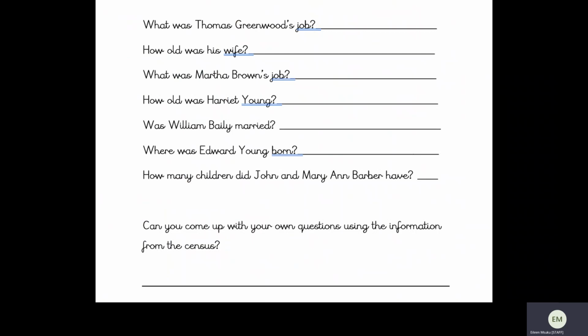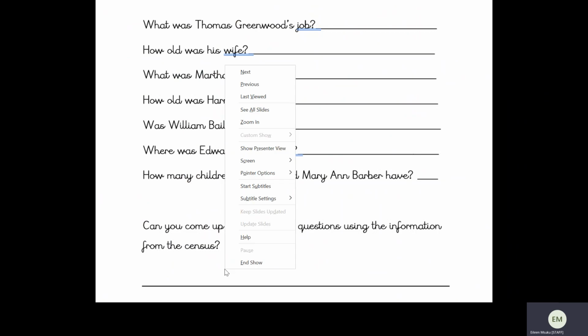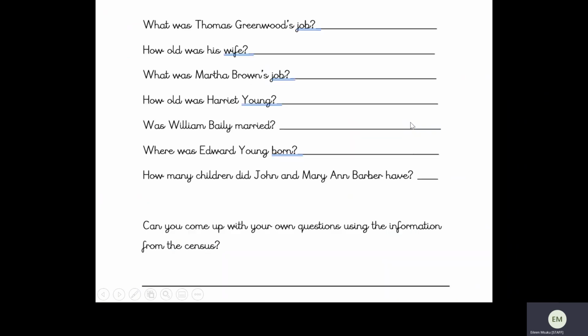So we can find out loads and loads of information from the census, and I want you to have a little look. You can either look at the census yourself or rewind the video and have a listen to me explaining it to try and answer these questions. Okay? Once you've answered them, I would like you to see if you can come up with your own questions using the information from the census.